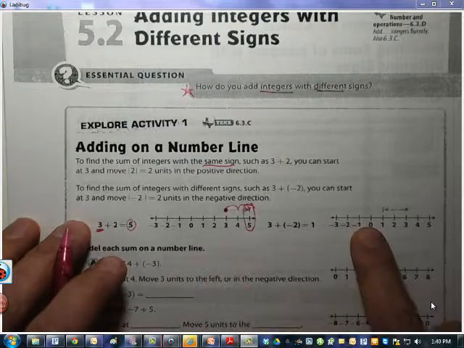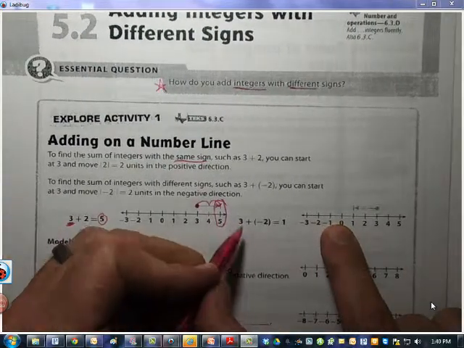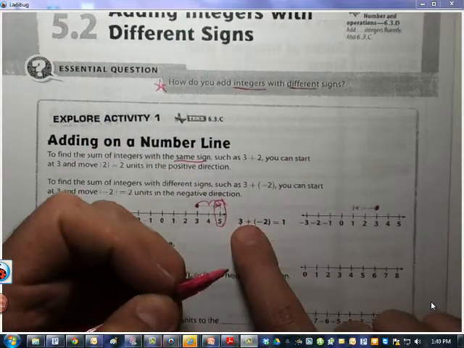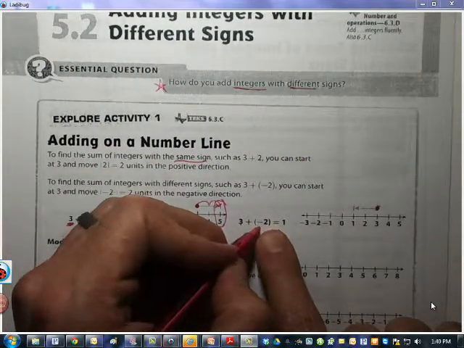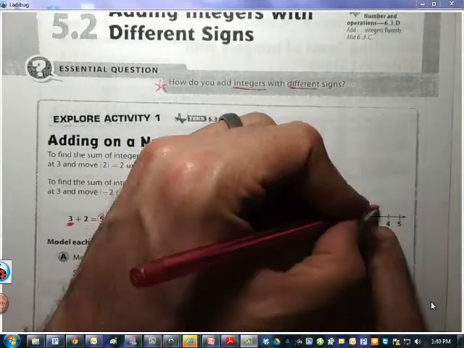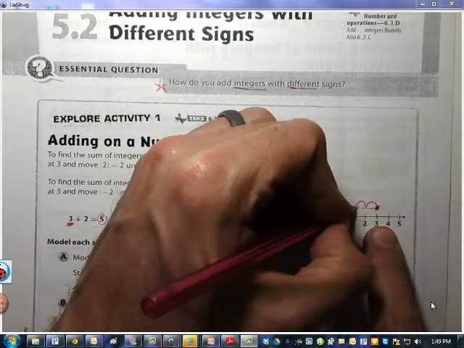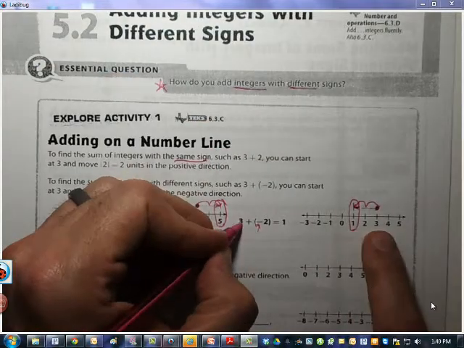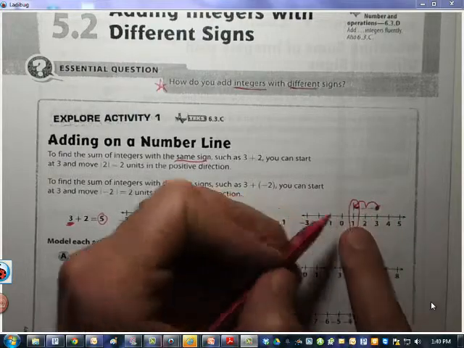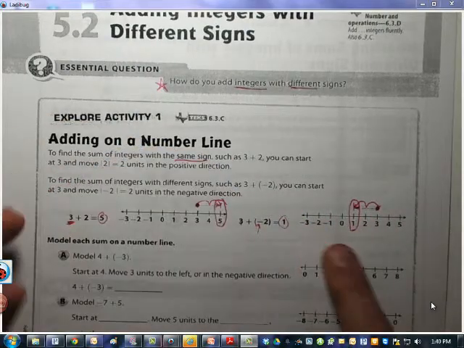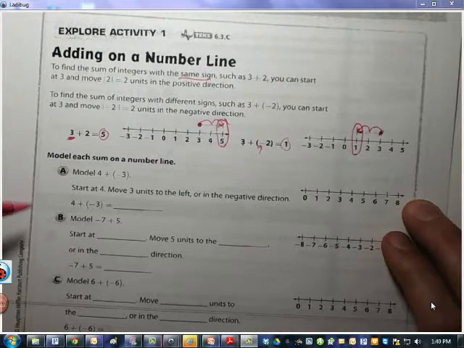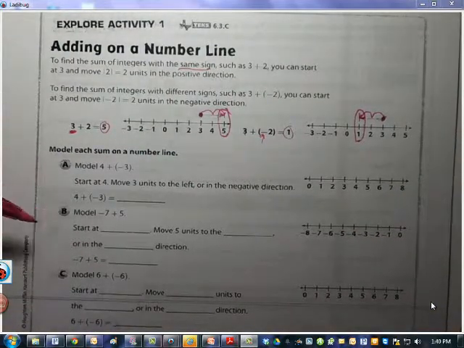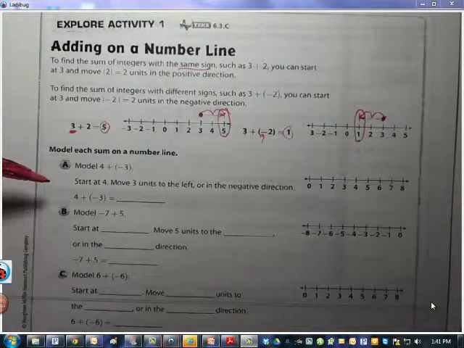Okay. Now, here's how we do it with the negative numbers. So we start at 3. I'll find 3 on the number line, and we're going to move it 2 spots, but now we're going to move it in the negative direction. The negative direction is to the left here. So 1, 2, put my little arrow there, and here's my answer. So 3 plus a negative 2 gives us 1. All right, so here are 3 practice problems, models A, B, and C. Why don't you pause the video, try them out, and then you can press play.